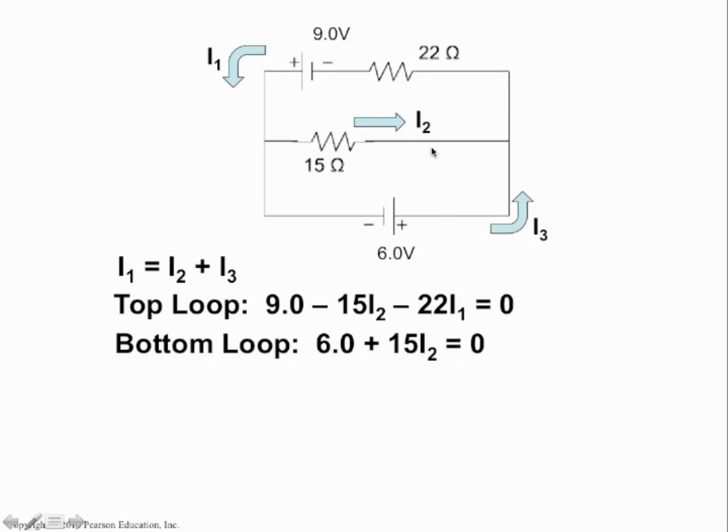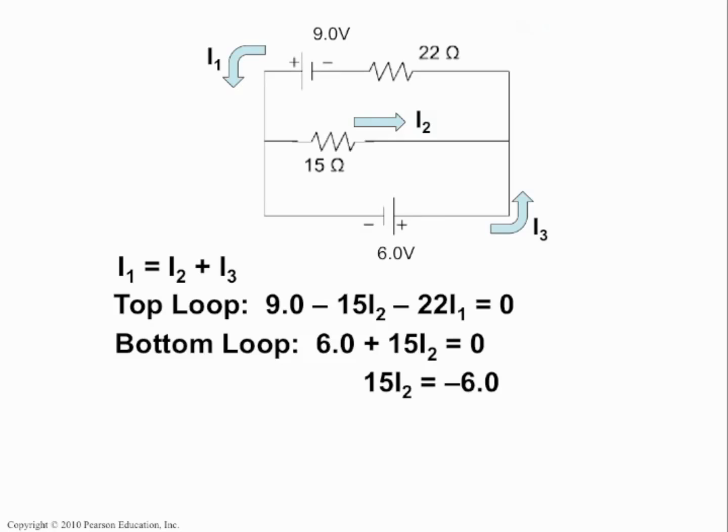If I2 had been going the other way, or rather if we guessed it the other way, I2 going left, well then that left would align with the counterclockwise flow of the bottom loop, and then we would have minus 15 I2. But we're going to go with our original guess, and so we have plus 15 I2 equals 0. Alright, now it's time to solve this system of equations.